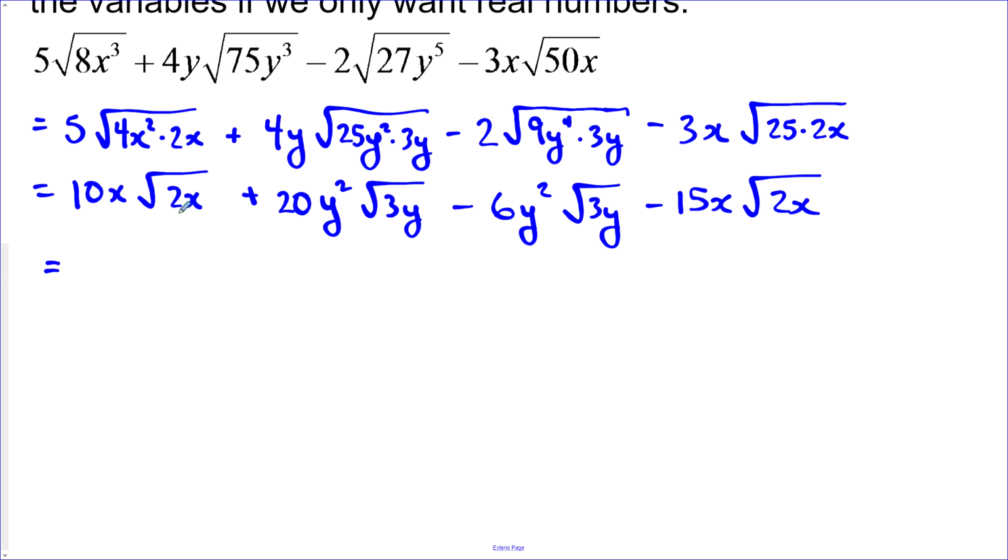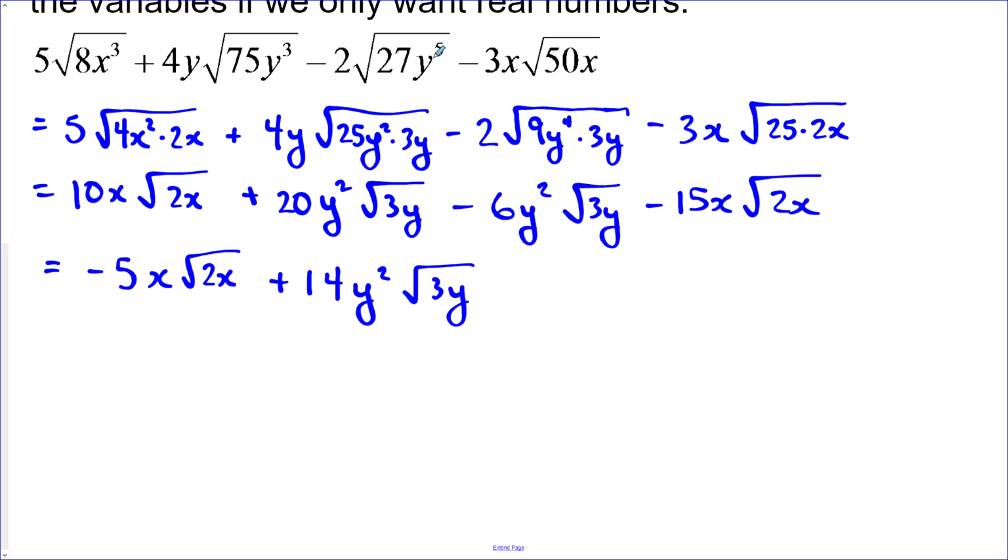This one's square root of 2x, and this one's a square root of 2x, and it's got a 15x in front and 10x. So we can put those two together, get minus, so 10 minus 15 is minus 5, x square root of 2x. And these two radicals are the same, as well as this variable in front, so 20 minus 6 is going to be 14 y squared square root of 3y.